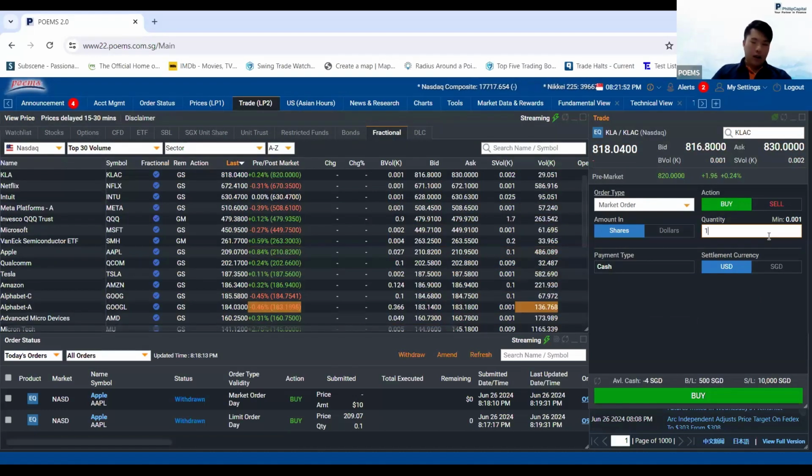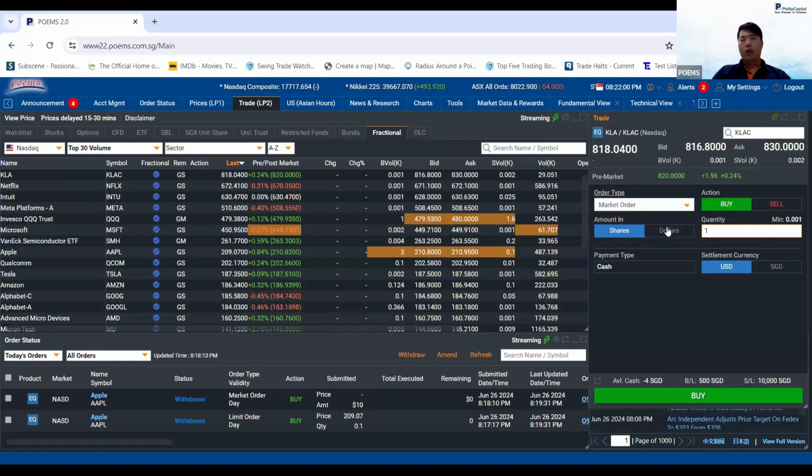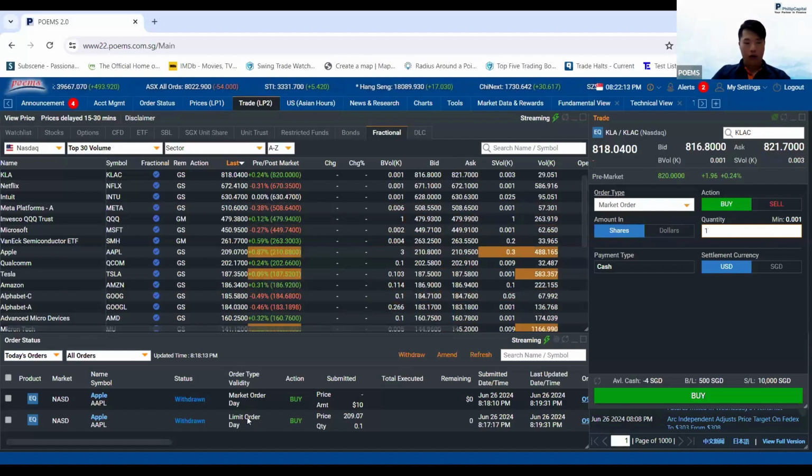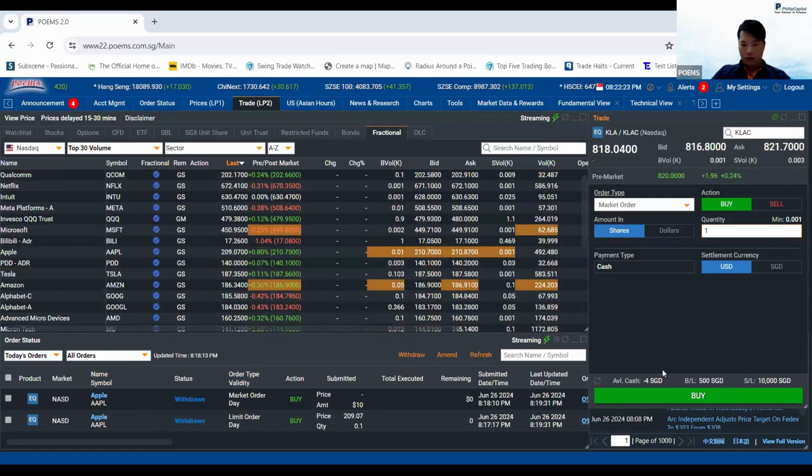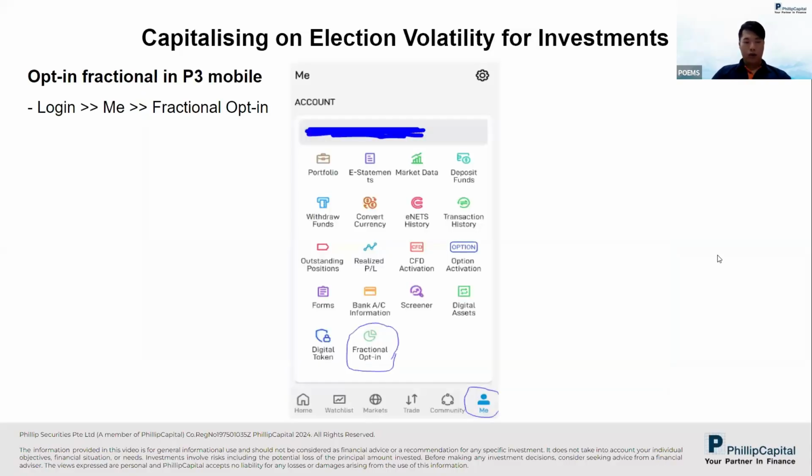So basically, to sum it up, if you were to input any quantity less than 0.001 or less than a denomination of $1, the order will not go through. It's just to let you know the minimum value for fractional shares. So this is pretty much the demo for the P2 web. All right, let me go back to the slide again. So that's for P2 web.